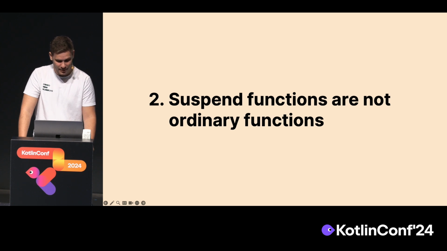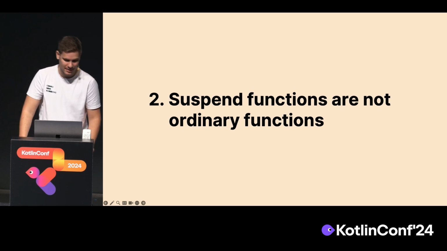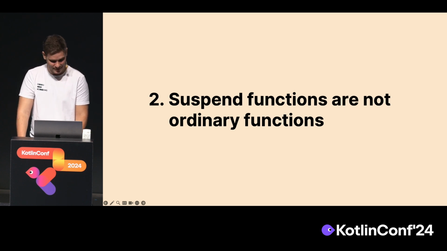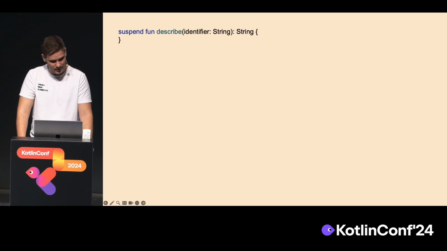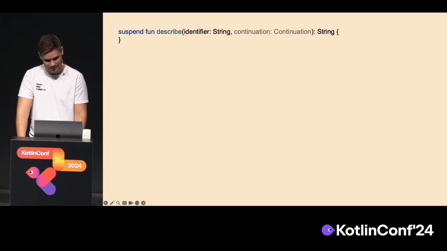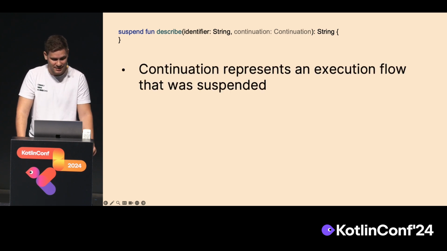And that is, suspend functions are not ordinary functions. The suspend modifier tells the compiler that the function can sleep and wake up multiple times, and the compiler has to implement it somehow. Let's try to understand how. So taking a look at the signature of the describe function, did you know that for every suspend function in your application, the compiler adds a hidden parameter called continuation? Continuation represents an execution flow that was suspended.